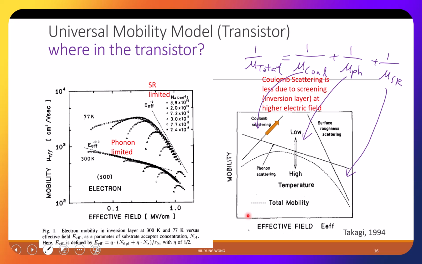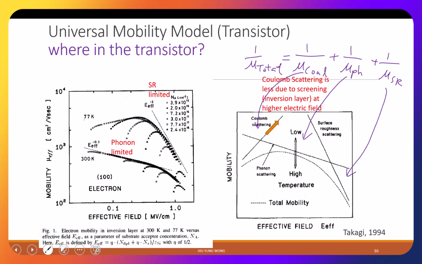If you have a very low electric field, then the Coulomb scattering will dominate, because at this point surface roughness is not important, but it depends on the temperature. If you have a very low temperature, then you will start seeing the Coulomb scattering. For example, at 77 Kelvin I have less phonon scattering, so I see this going down, right? Or if I have a very high doping, it will go down earlier.